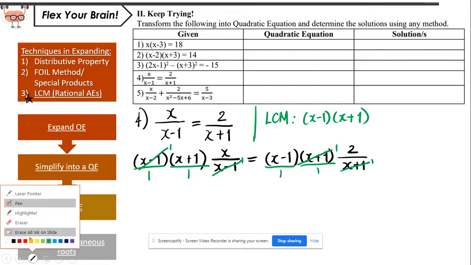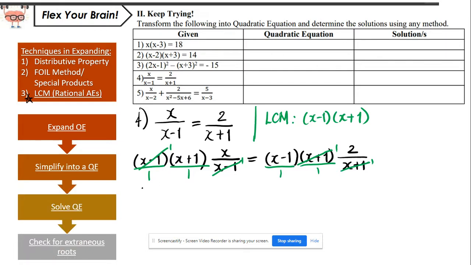Now, the remaining equation is just x plus 1 times x sa left equals x minus 1 times 2 sa right. This shall give us the resulting equation. x times x gives us x squared plus 1x, or just remove 1, retain x. And then at this part, we have x times 2, or 2x, negative 1 times 2, or minus 2.